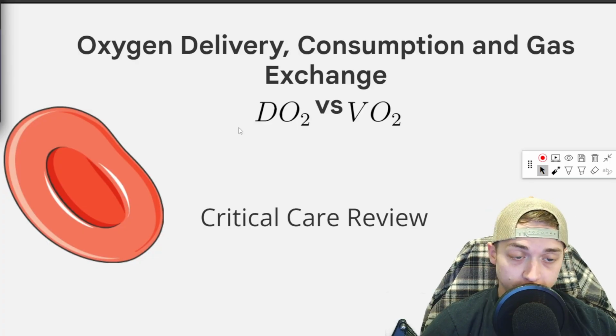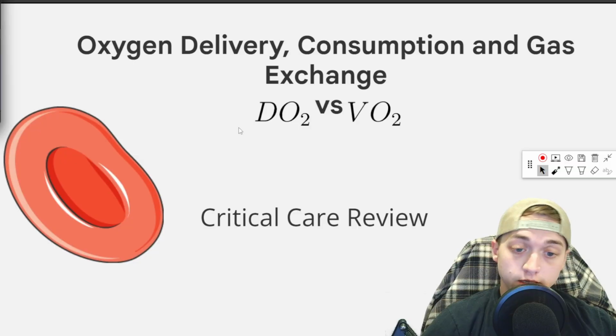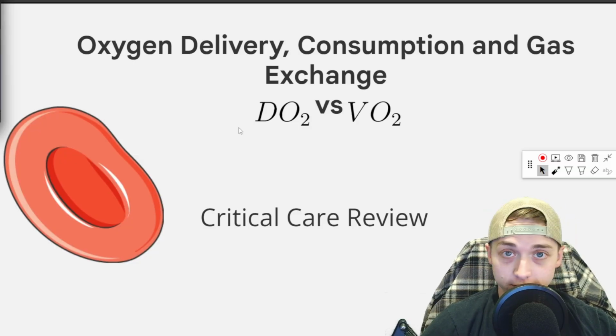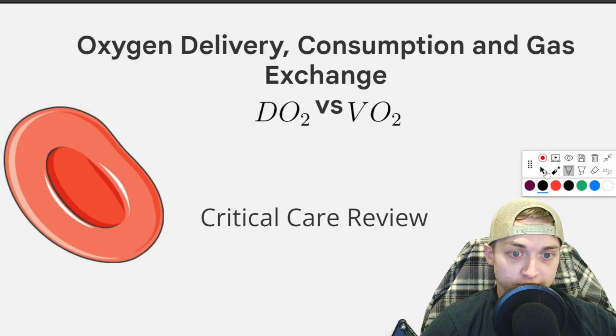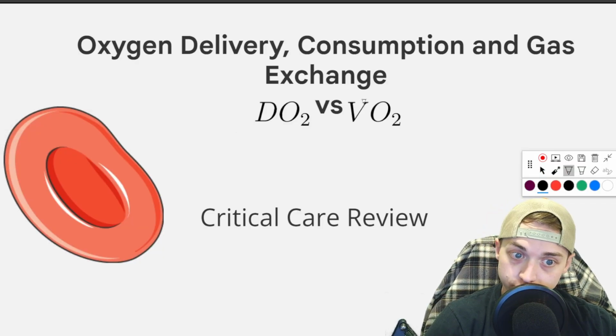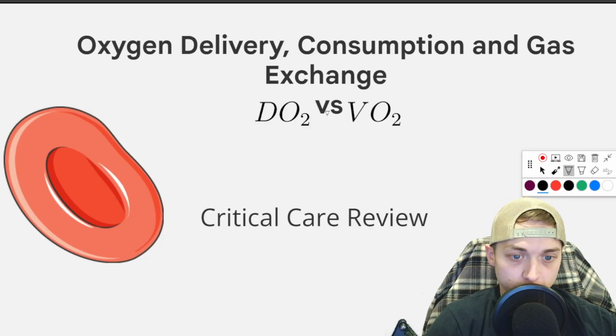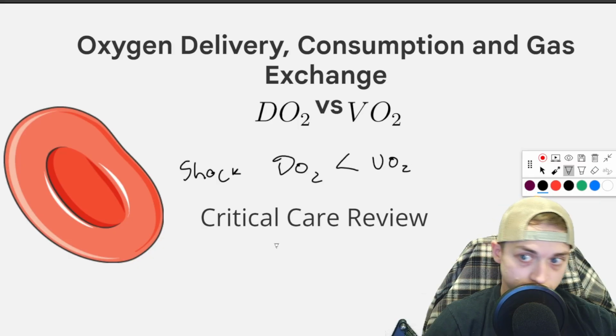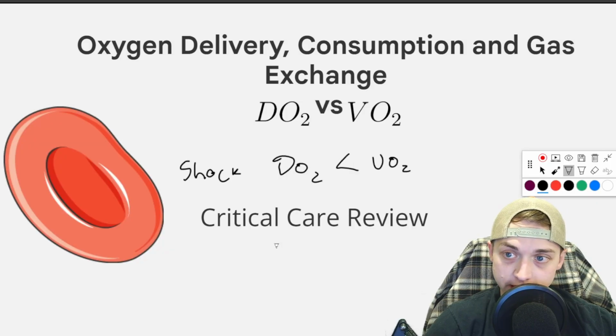This is going to continue my lectures on shock and hemodynamics. Last lecture we talked about cardiac output. In the one previous to that, we talked about what shock actually is. So now we're going to get into fun stuff. We're going to get into oxygen delivery, consumption of oxygen, and gas exchange. So remember this DO2 versus this VO2, right? Because at the end of the day, what is shock? Shock is when the supply of oxygen is less than the demand for oxygen. That's all shock is. At the end of the day, it's just the different things that cause it.